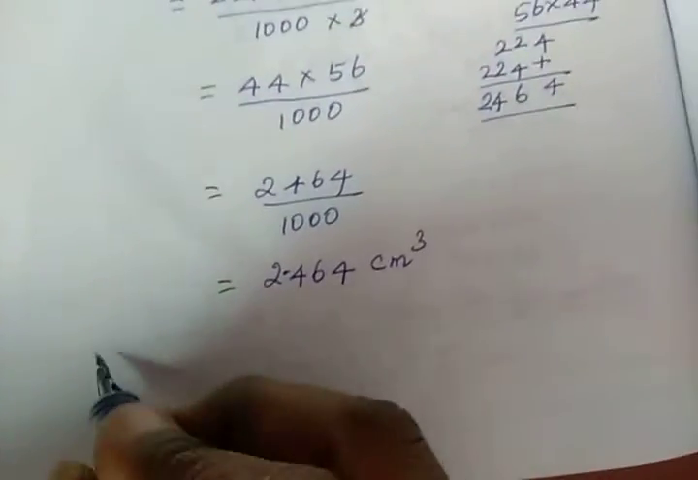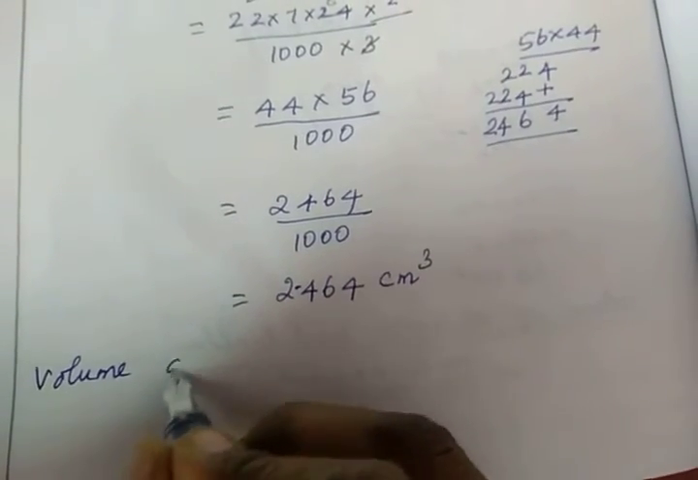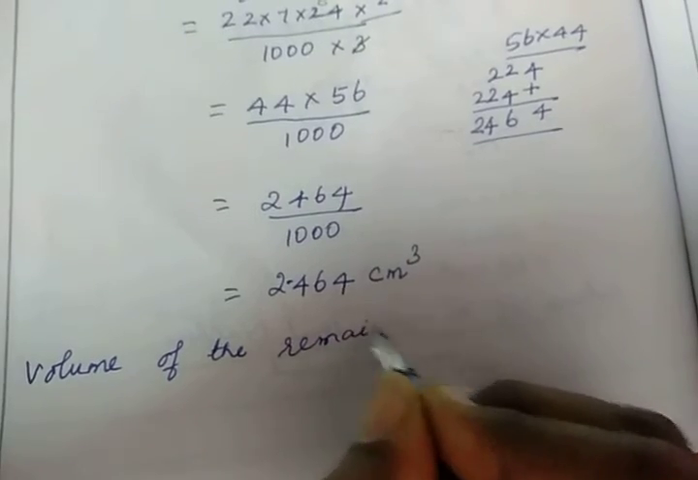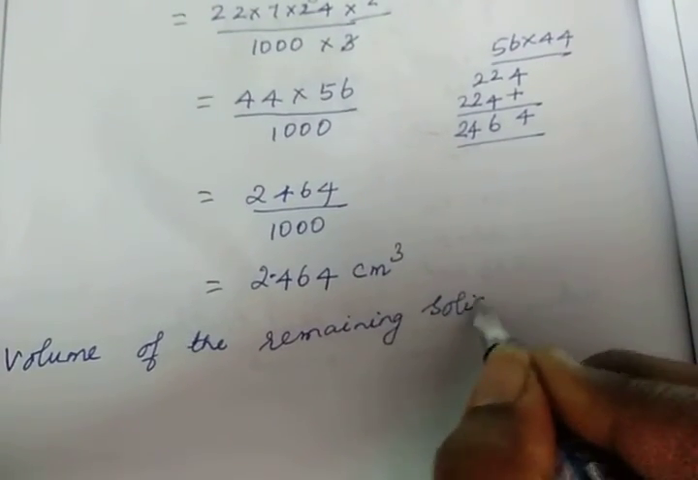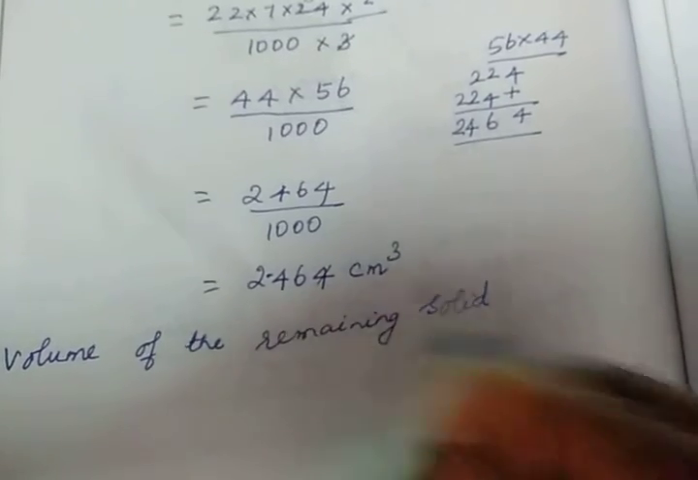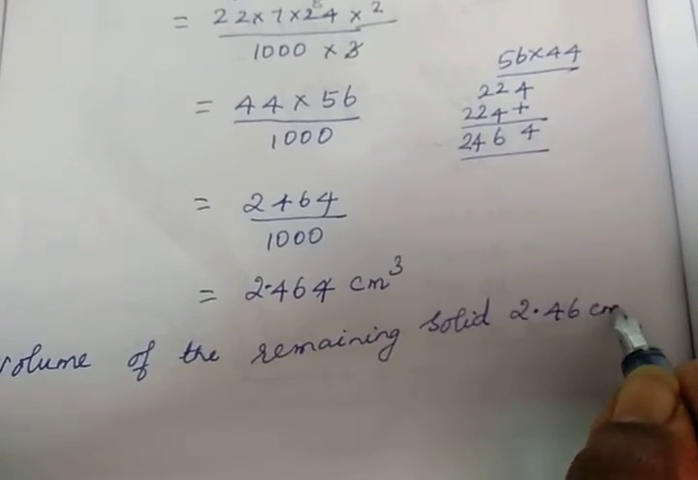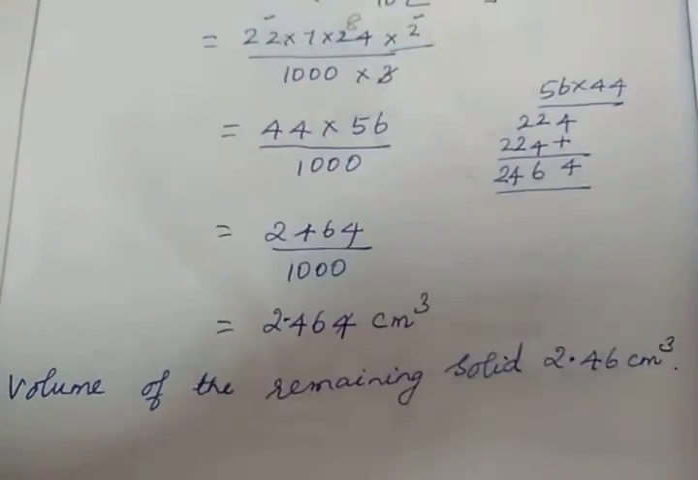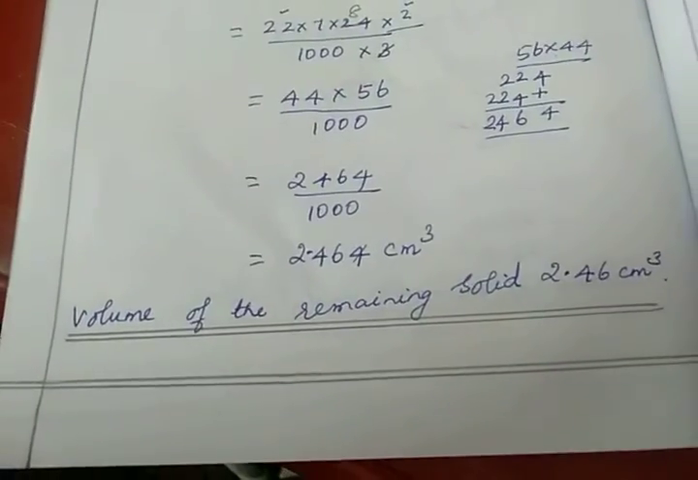Now to write the conclusion, volume of the remaining solid. When you round it off, you will get 2.46 centimeter cube. With this sum number 3 is completed. Underline the solution and draw lines. Hurry on.